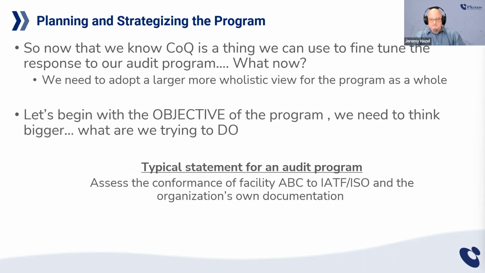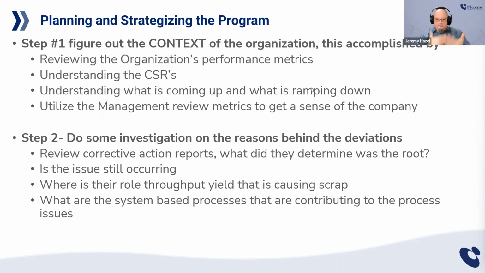So I'm going to clear out my drawing. Let's go ahead and take a look at step 1. The first thing you want to do is figure out the context of the organization. All audit planning at a macro level should begin with the organization's performance metrics. You need to understand the customer-specific requirements that your organization subscribes to. You also need to understand jobs that may be coming up, jobs that are ramping down. And you want to make sure you get those management review metrics to get a sense of the company.